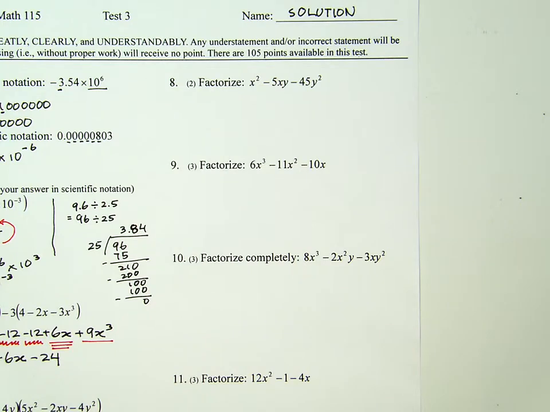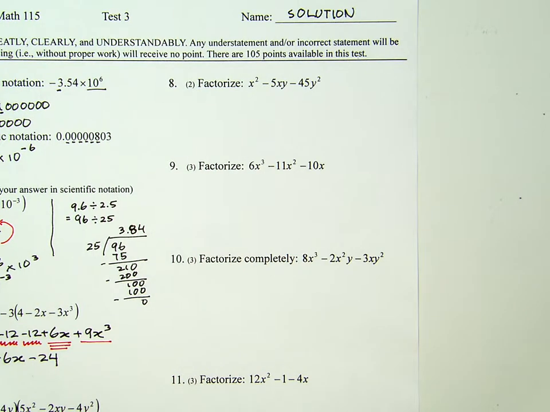This is for fall 2011 Math 115 test 3. In this video I will do number 8, number 9 and number 10. Number 8. Factorize x squared minus 5xy minus 45y squared.